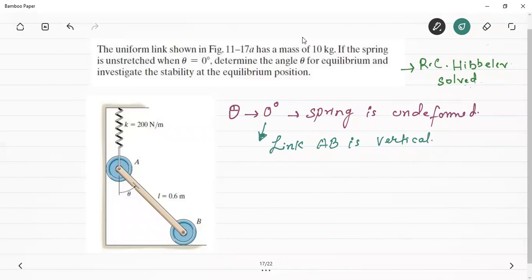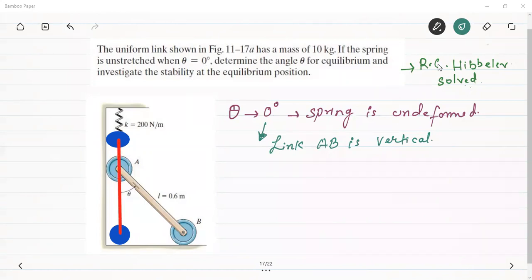So what will be the position of the link when theta is equal to 0? Let's see. This roller B would be somewhere here, and this roller A will be somewhere here. And the link AB will be completely vertical. So this is the state of the system when theta is equal to 0 degrees.